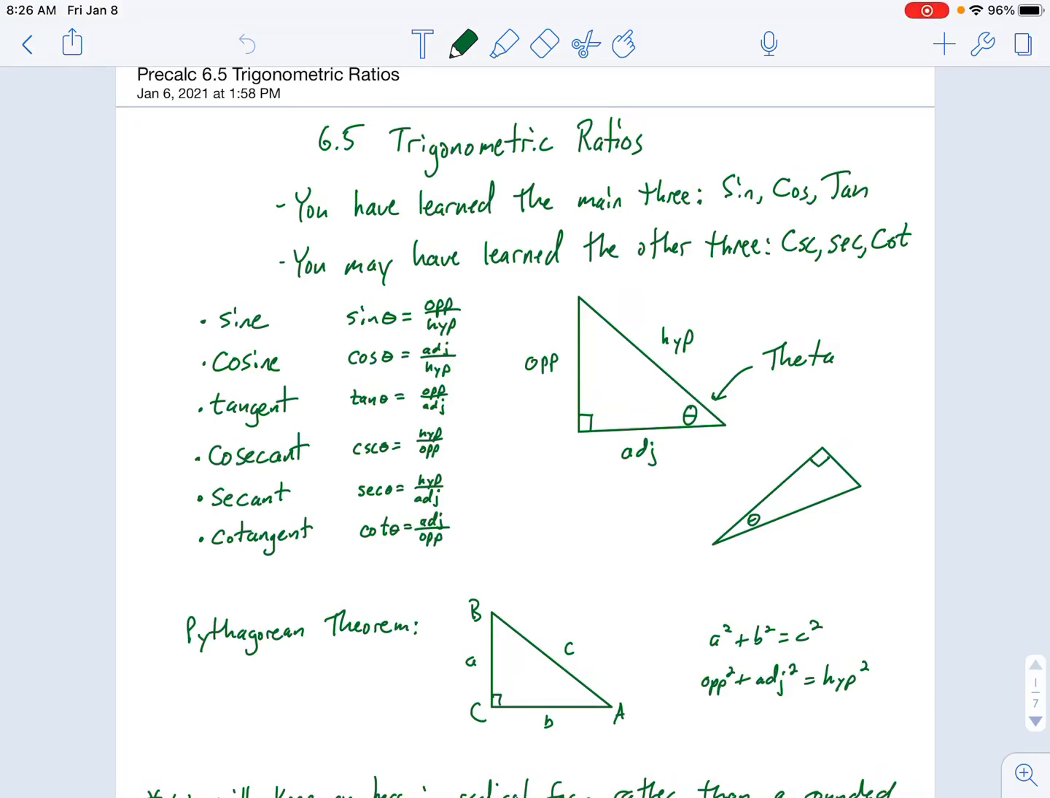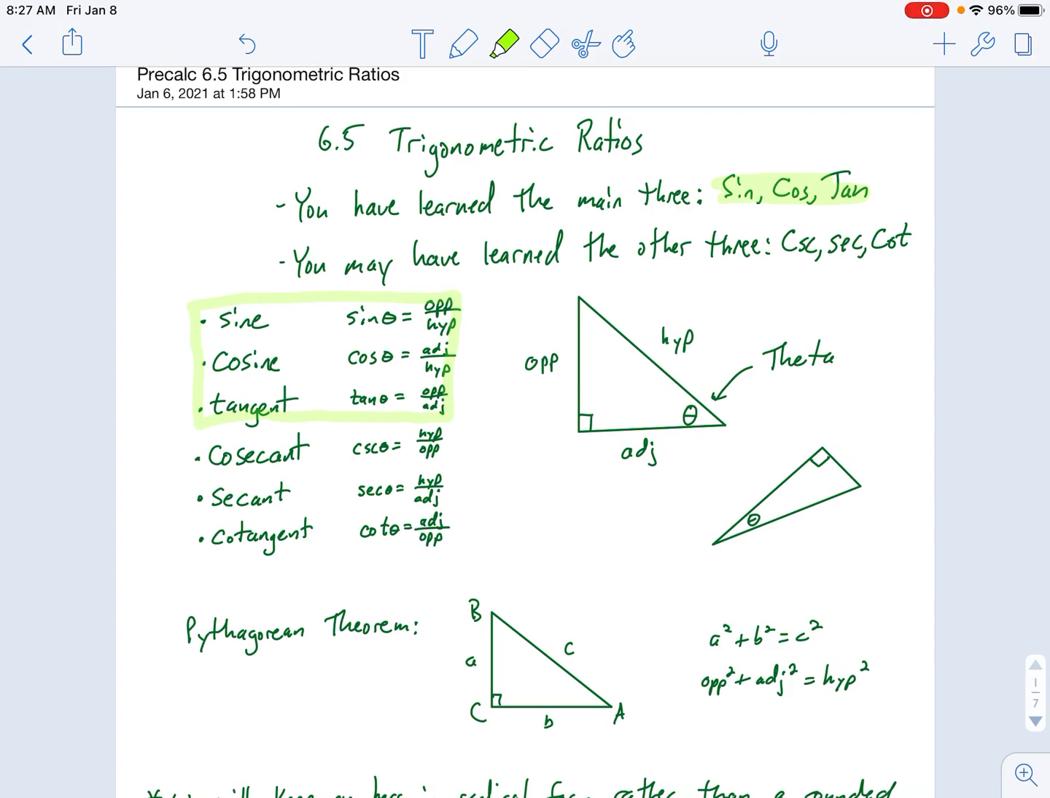Hey guys, so today we're doing lesson 6.5 entitled Trigonometric Ratios. I'm actually breaking this into two lessons, so it'll be this one and the next one. Now, many of you have already learned at least the main three trig ratios in Algebra 2 or Geometry or both, possibly even Algebra 1 they might touch on it. That's sine, cosine, and tangent. So the first three, and you may have learned SOHCAHTOA.